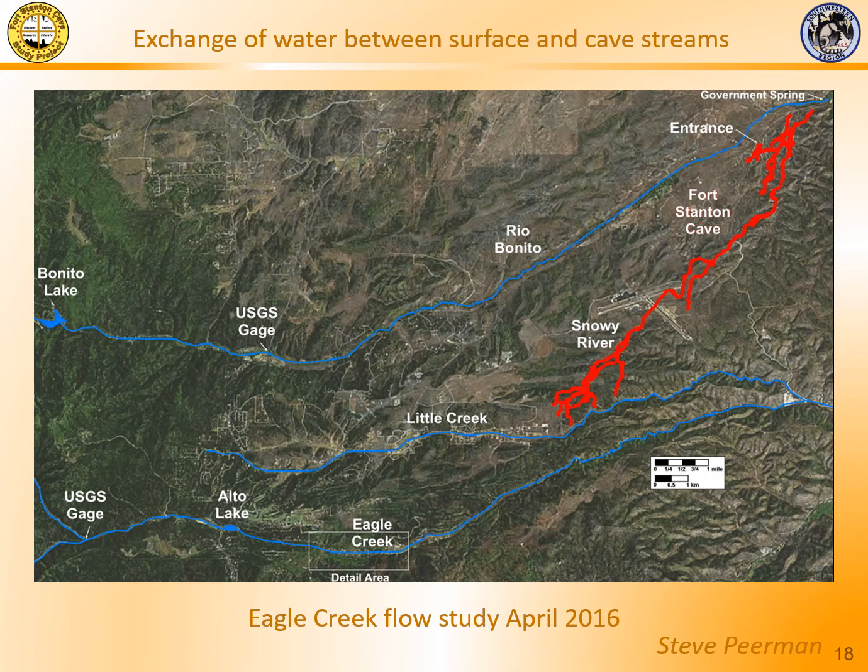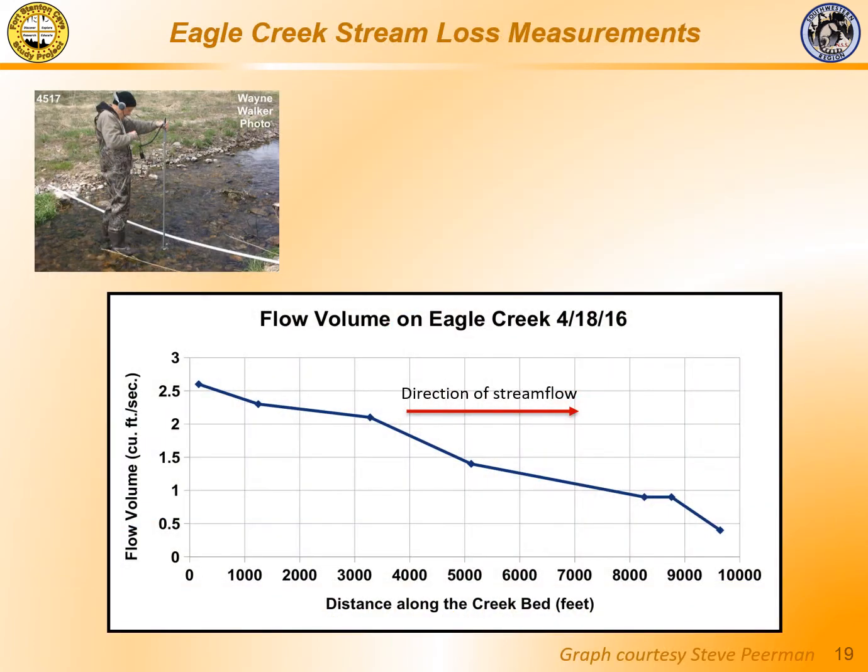Prior to this study that we did in April of 2016, it was known that Eagle Creek was losing flow in this section here. So several of us walked along Eagle Creek with a current meter and made measurements of the discharge going downstream. And here are the results of that study, again in April of 2016.